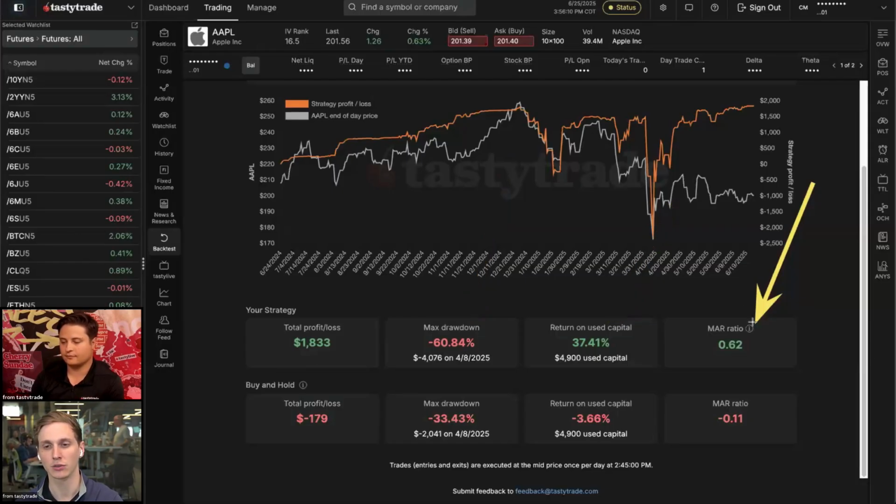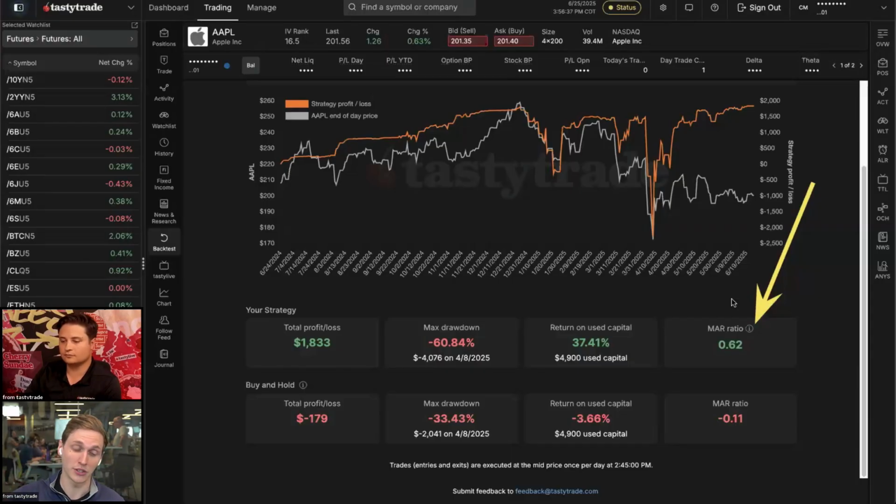So the higher this ratio is, the greater the max profit or the profitability you're going to get out of your money and the less risk you're going to have. Now, there's give and take, where maybe your max drawdown is less, but you have the same return on used capital, or vice versa. But if you're looking at a range of 0.5 to 1 on the MAR ratio, it's pretty good. If you're getting over 1, very good.